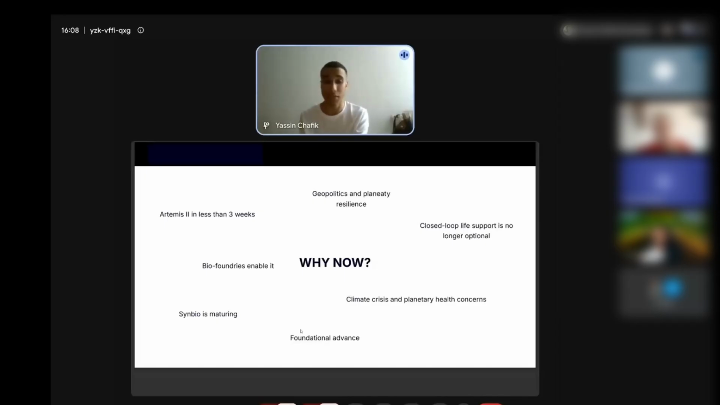Something very similar is that biofoundries are enabling it, and the reports of Artemis 2 are going to be published in the next 3 weeks. With those reports, especially from the Department of Life Sciences, are really going to help us to understand all of the constraints that we can find, for example, on the Moon.